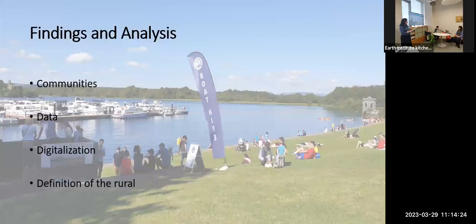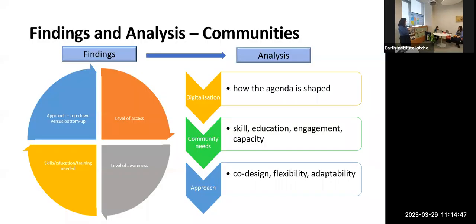So the next few slides really outline the main findings that we have from this stage of the project. And this is preliminary, and it's just the first part of work package 2. So really the key themes we've selected are communities, data, digitalization, and definition of the rural. They're kind of the main four themes I'm going to talk around today. So first of all, we go on to communities.